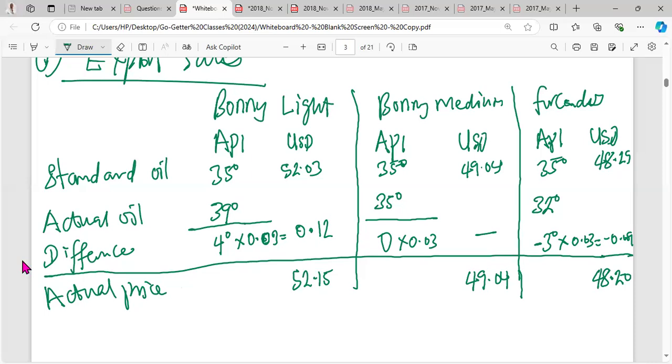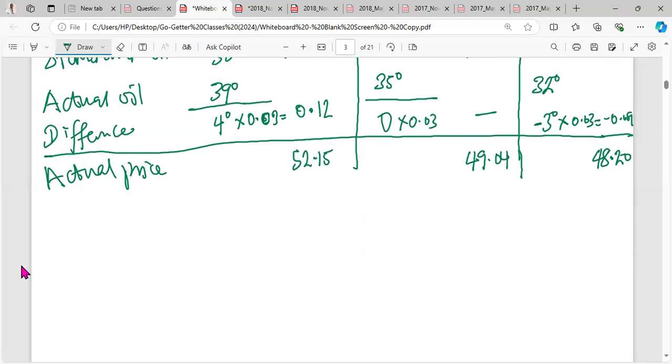Then the next thing to do is number of barrels. So of course, let me just put the dollar here just to ensure that this is dollar. This is dollar. This is dollar.